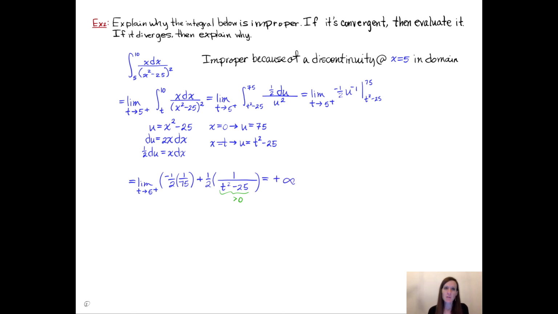And so anytime you have an improper integral like this, you want to make sure that you finish with the conclusion. So in this case, we would say the integral from 5 to 10 of x over x squared minus 25, quantity squared, dx diverges to positive infinity.